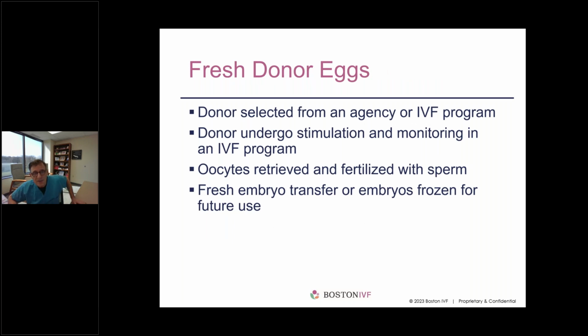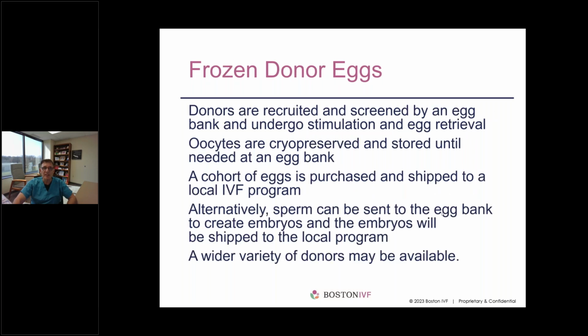Now, there are two kinds of eggs that are used: fresh donor eggs and frozen eggs. Fresh donor eggs mean that we select, or the patient brings a donor, we stimulate them ourselves, we retrieve the eggs, we fertilize them with the sperm, and we either freeze the embryo to transfer later, or we do a fresh embryo transfer. But those are fresh donor eggs. In other words, all the eggs from the donor are going toward that specific recipient where they had a contract signed together.